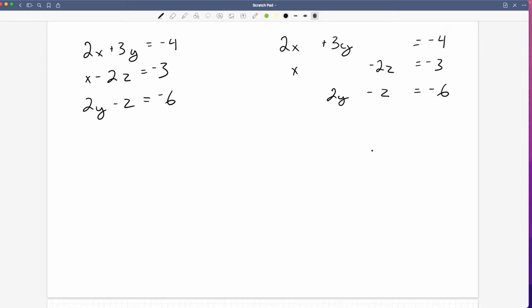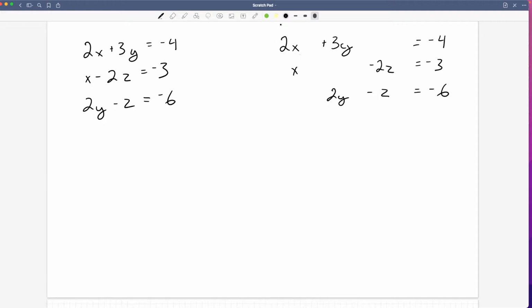So what I need to do is figure out how to combine these so that I have the same variables remaining so that I can solve them. Looking at these, I think what I'm going to do is eliminate the x term. It's going to be the easiest one to multiply to find the same term.